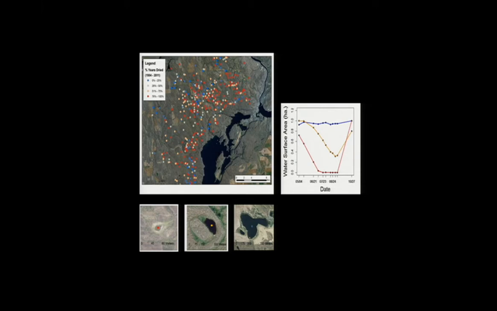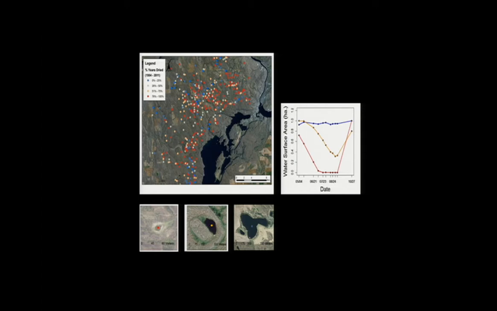So every wetland has an individual hydrograph, but I can also take this data and summarize it to the landscape scale. And this is just an example of that, where I am able to look at the percentage of years that a wetland dried between 1983 and 2011. This is useful to trying to determine the different types of wetlands.